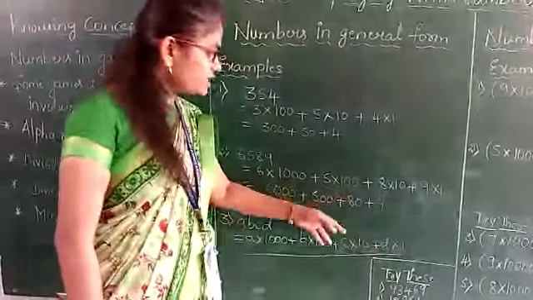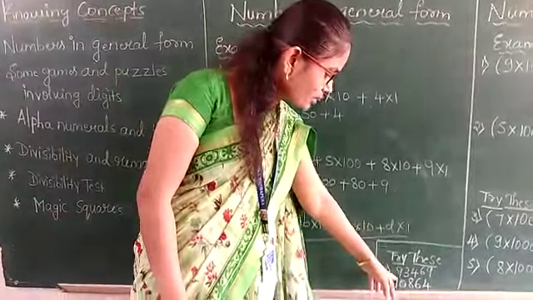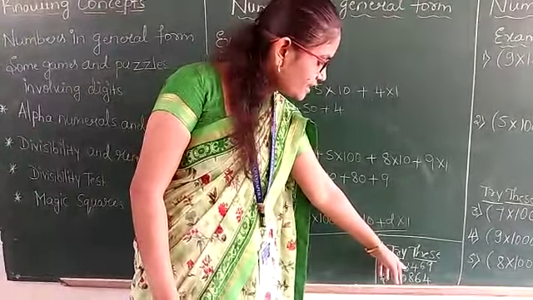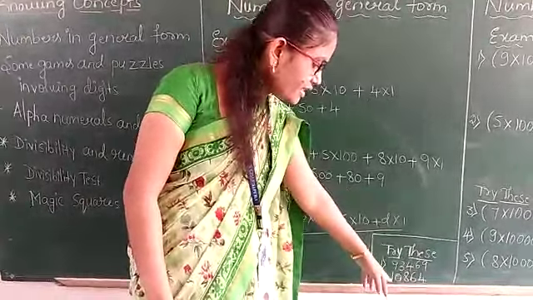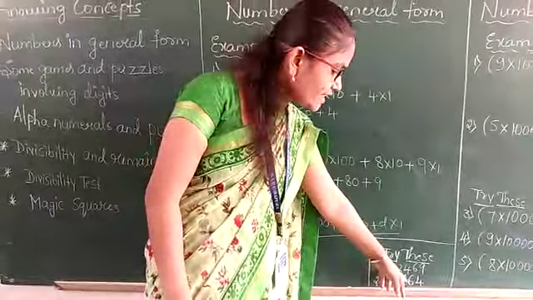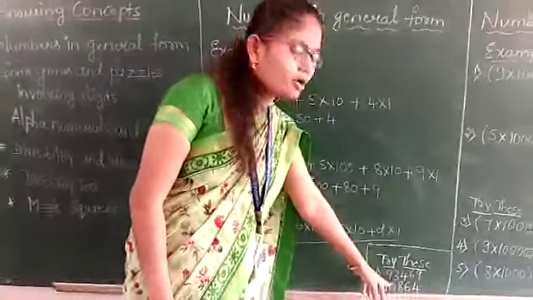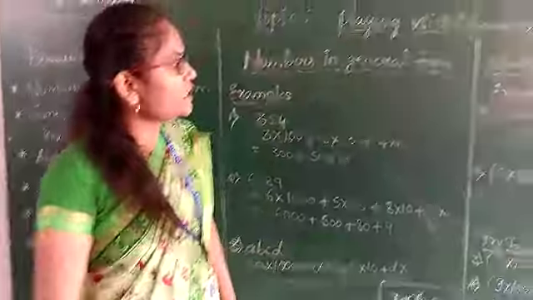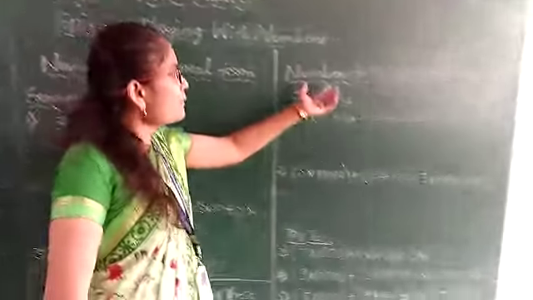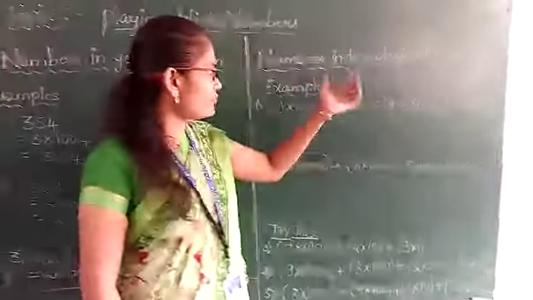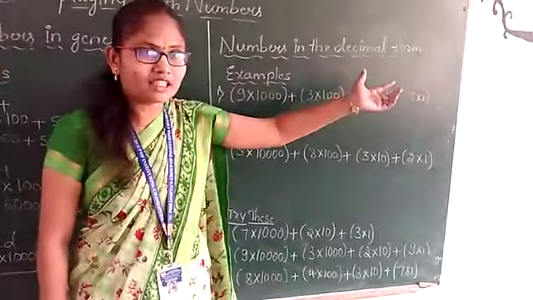See, a few examples I have given here. If you understood these three problems, you have to try these problems. First one is 93,469. Second one is 10,864. These two problems you have to solve. Next we will go through what? Numbers in the decimal form. You have to write the numbers in the decimal form.